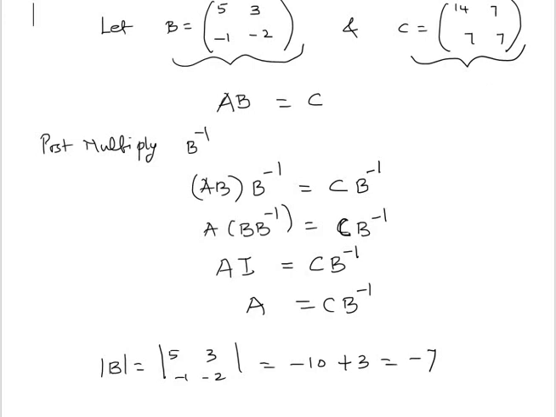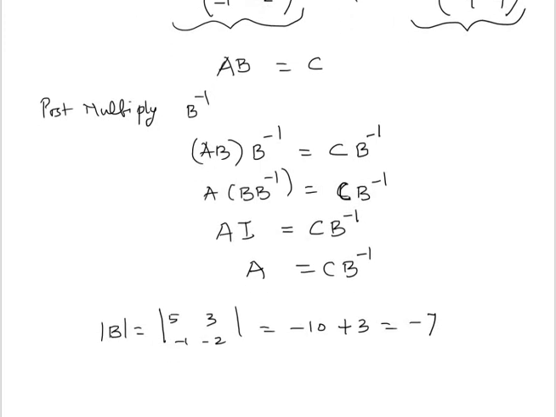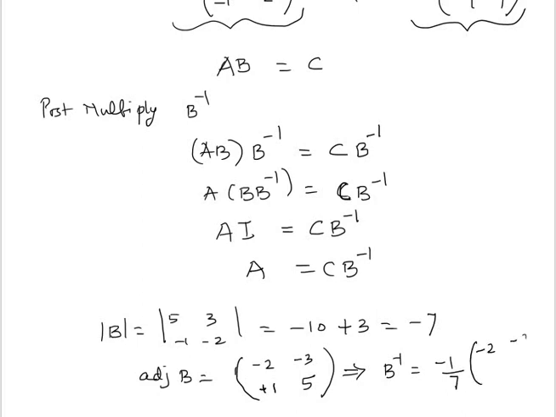At the next step, the adjoint of B we can also find. What is the adjoint of B? We must interchange the main diagonal elements, giving minus 2, 5, and change the sign of the off-diagonal elements. Therefore, B inverse equals minus 1 by 7, or 1 by minus 7, into the matrix minus 2, minus 3, 1, 5. This is B inverse. Now we'll go for what?